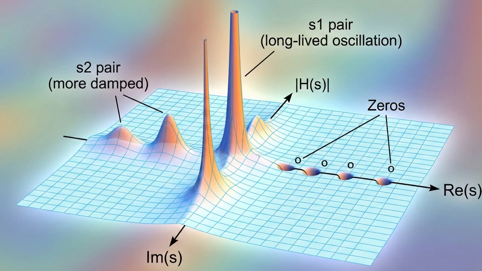The physics. Oscillation: because they have a significant imaginary component, they are far from the real axis baseline, so the system oscillates. Long-lived: because they are close to the imaginary axis, their real part is very small. There is very little damping. The oscillation will last for a long time before fading away. Think of a tuning fork or a very bouncy spring.